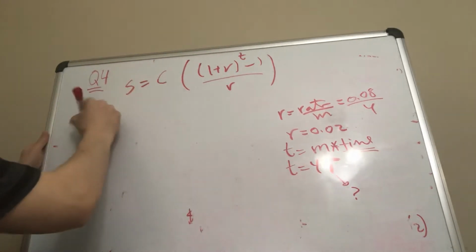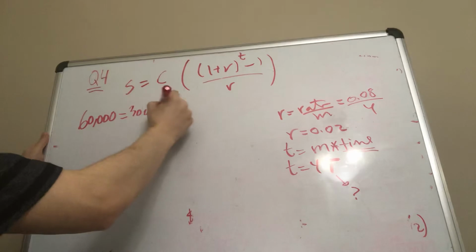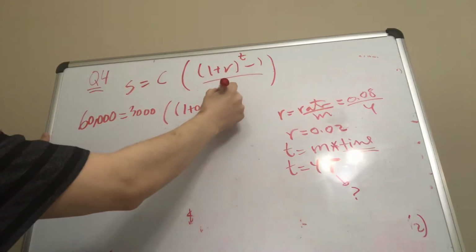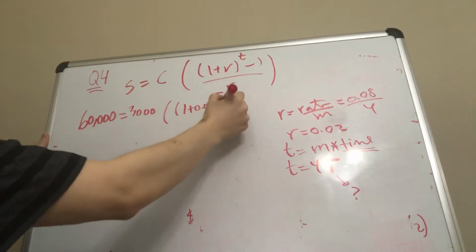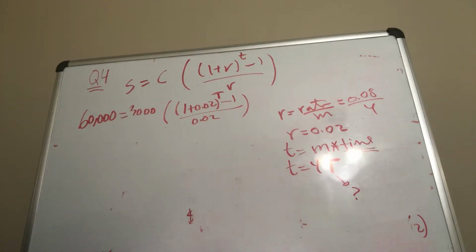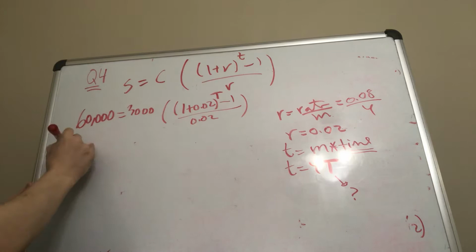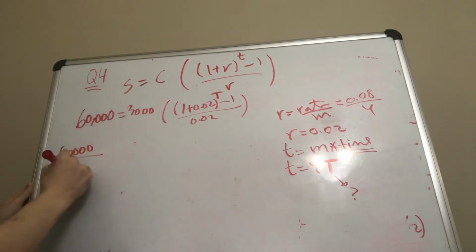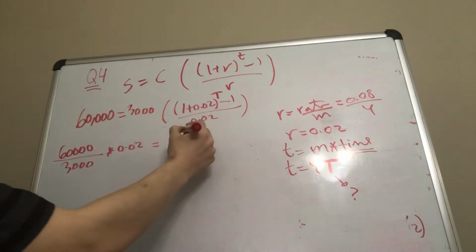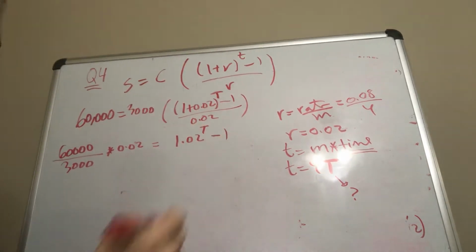We know the target, the amount in the future, and I know the payment itself is $3,000, times 1 plus interest to the T that we don't know, but I now call it capital T, over this. So to do this, I'm going to get rid of the numbers first. I'm going to get rid of the 3,000 and this, so I divide by 3,000 multiplied by 0.02. I got rid of these two numbers, so now I have 1.02 to the capital T minus 1.